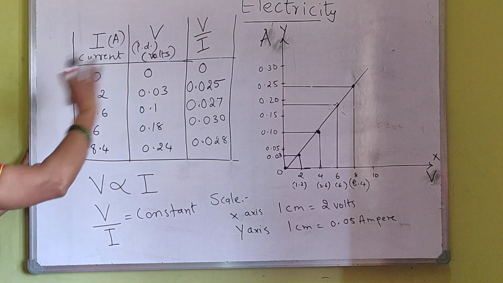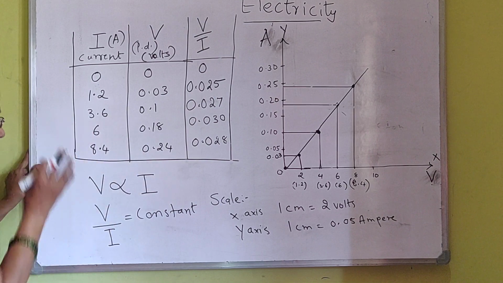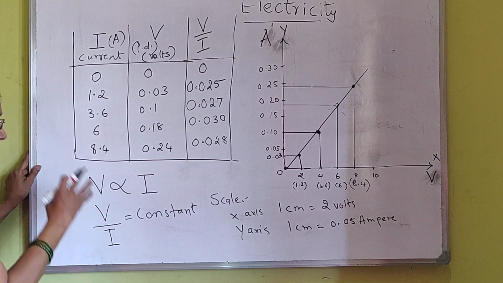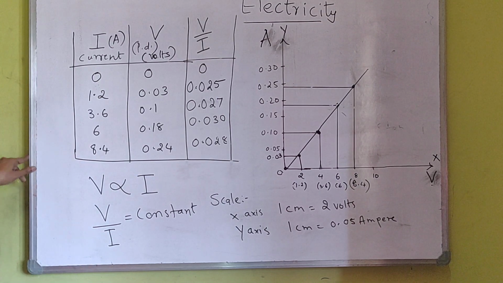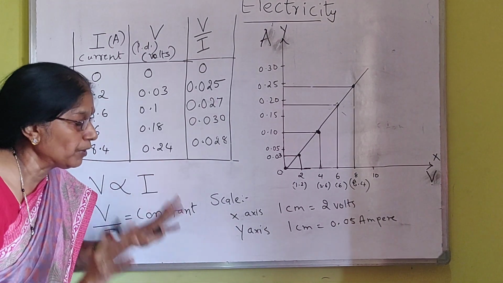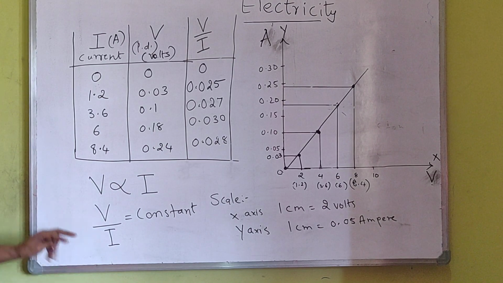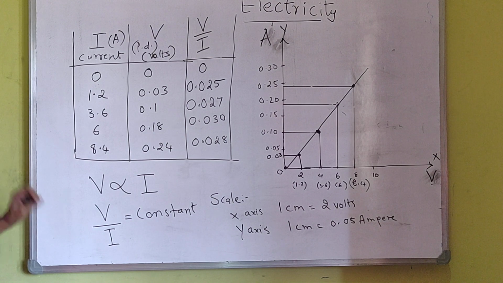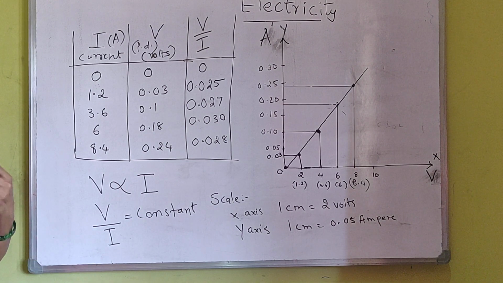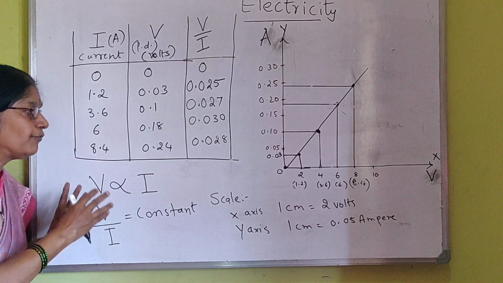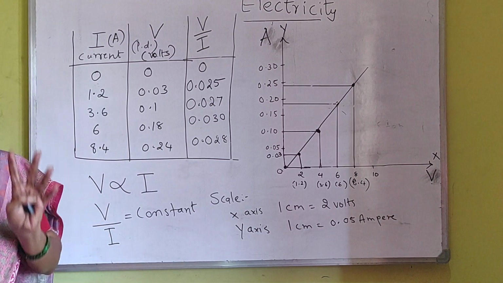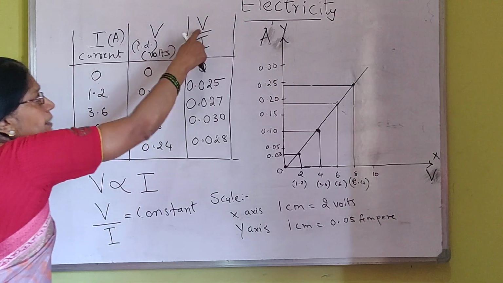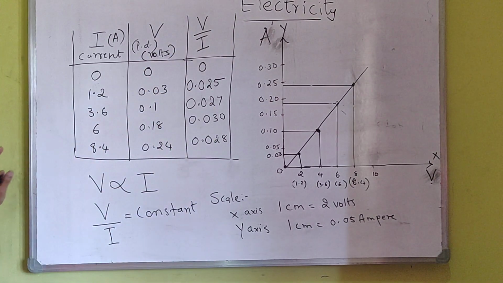So this is the result regarding Ohm's law, and Ohm then propounded his law by saying that at constant temperature, the temperature is constant over here, at constant temperature, the potential difference between any two terminals is always constant with the current flowing through it. This is Ohm's law. He propounded this law, and by this law we can say that V by I is always constant.